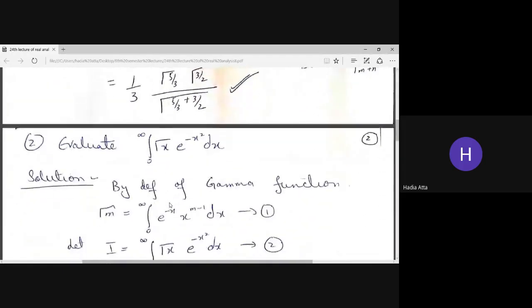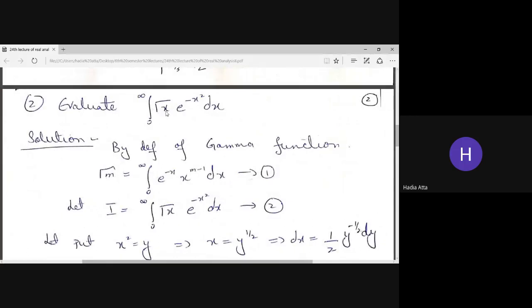Okay, next question is: evaluate the integral from 0 to infinity of under root x e raised to the power minus x squared dx. Now if you look at this question, in this integral we have an exponential, and the other thing is that the limit of integration is in the form of the gamma function. So if you remember the definition of the gamma function, that is similar to what I have written over here: gamma m is equal to the integral from 0 to infinity of e to the power minus x, x raised to the power m minus 1 dx.